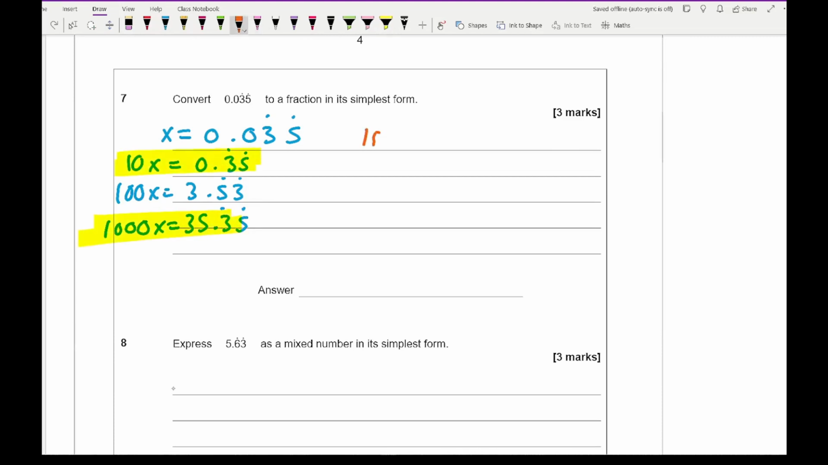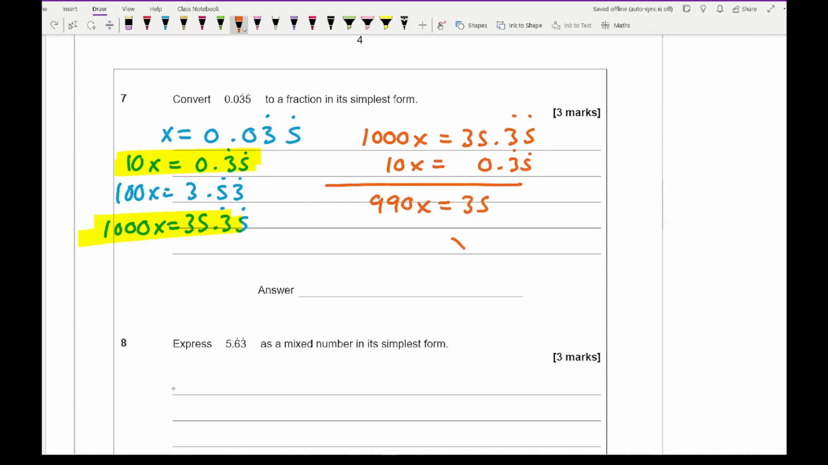So I get 1000x equals 35.35 recurring, and 10x, which is 0.35 recurring. Take the two things away, I get 990x equals 35. So x equals 35 over 990, which I can divide both numbers by 5, so that's 7 over, and I believe it to be 198, so it's 7 over 198.